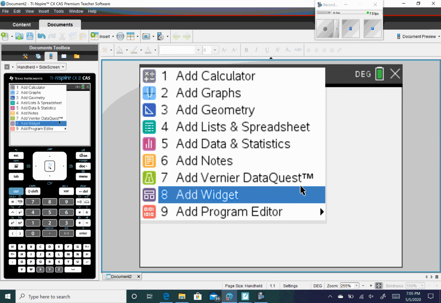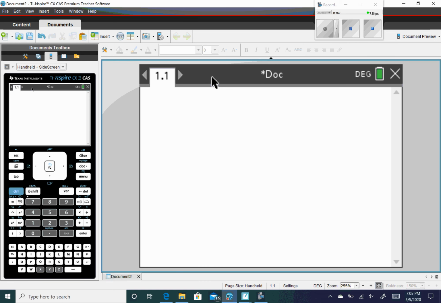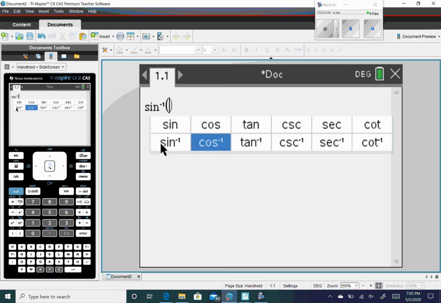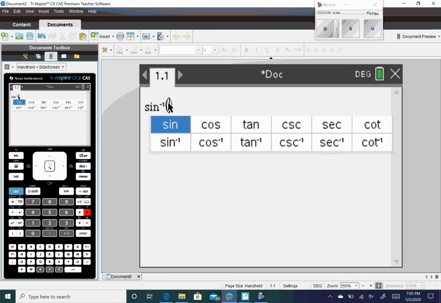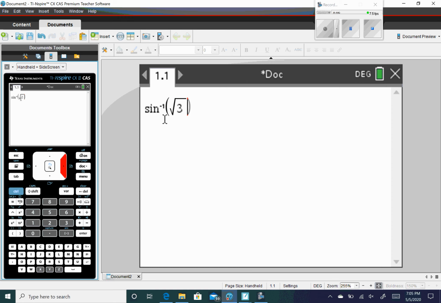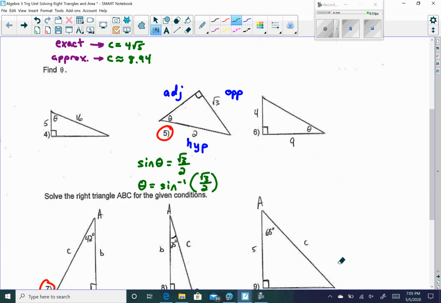All right, so again, we want the inverse sine of square root of 3 over 2. Make sure you're out from underneath the square root when you go to type this in. It gives us a nice whole number, so we're getting 60 degrees as this answer. Make sure you label this as degrees. All missing angle measures should be in degrees.